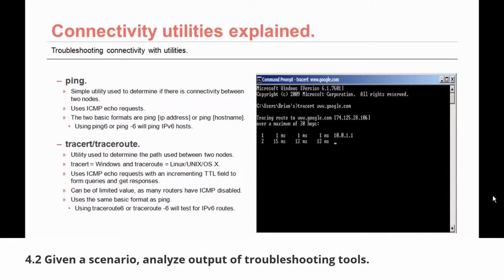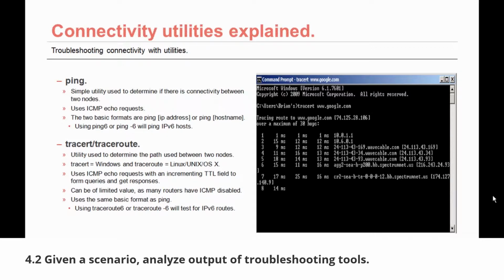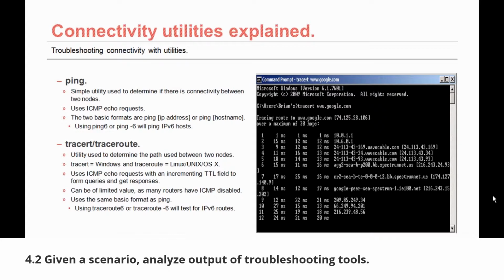It also uses ICMP echo requests, but it uses them with an incrementing time to live field to form queries and get responses. Each time the ICMP echo request is sent out, the TTL field is incremented by 1. And tracert is used to determine how many routers are between 2 points. It can be of limited value though, as many routers have ICMP disabled. It uses the same basic format as ping.